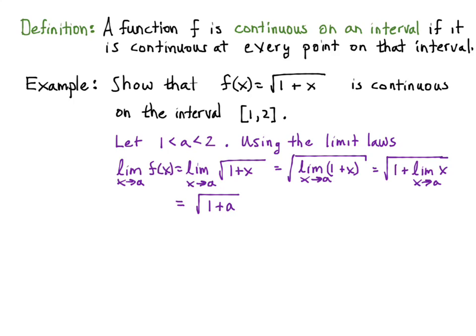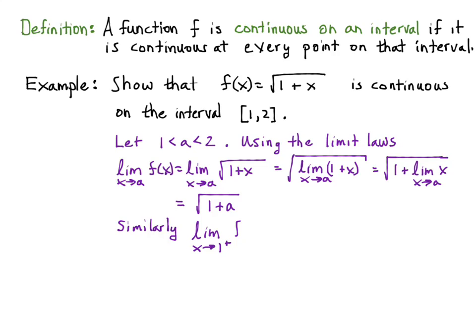Remember the rule that we had about limits with square roots. The limit of some expression in a square root is the square root of the limit of that function. So in other words, we can kind of stick the limit inside the square root. And then we know the limits of polynomials are just basically the limit as x goes to a of 1 is 1. The limit as x goes to a of x is just going to be a.